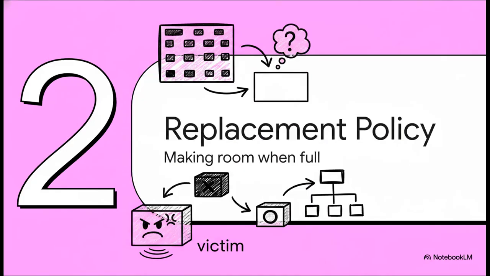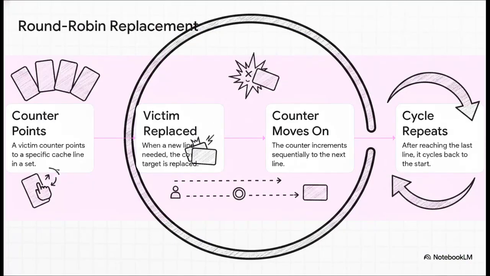All right, so we've got writes handled. But what happens when the cache is totally packed and the processor asks for a piece of data that isn't there? That's a cache miss. To make room for the new stuff, something old has to go. The item that gets chosen to be kicked out is called the victim, and the replacement policy is the rule for picking it. One really common and very predictable method is called round robin.